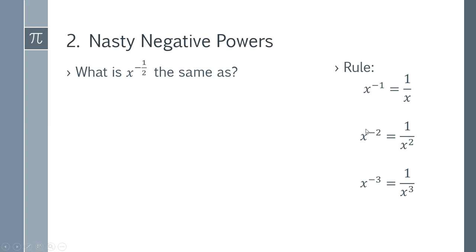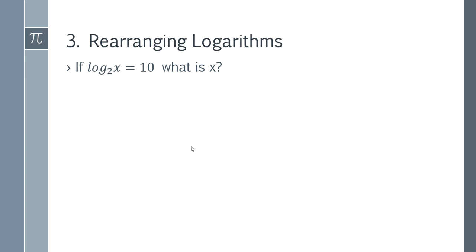Like in this one, we've got minus 2, so we get rid of the minus by putting the x on the bottom of a fraction, and we've got a 2 here, you get a 2 here. We can do exactly the same thing here. We're getting rid of the negative by putting it on the bottom, and the power is just copied across. But if you remember from the previous question, anything to the power of a half just means square root, so you can replace that with 1 over the square root of x. Whenever you have a negative power, remember you can just put it at the bottom of 1 over and it goes away. Moving on to number 3, which is rearranging logarithms.